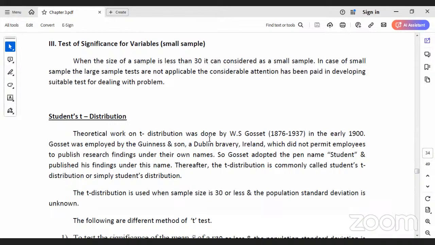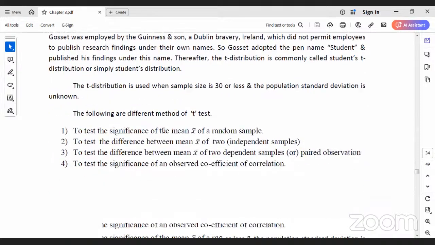Okay, the T distribution is used when sample size is 30 or less and the population standard deviation is unknown. Okay, so here in the T distribution, the following are the different methods of T test. They are here: 1, 2, 3, 4. But we consider only 1, 2, 3 only.